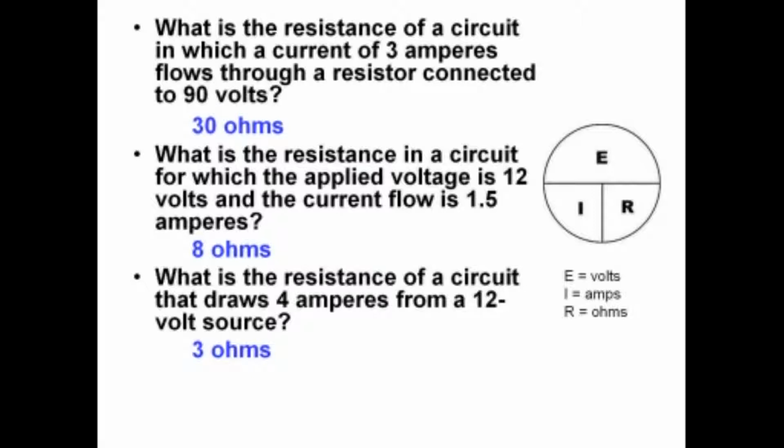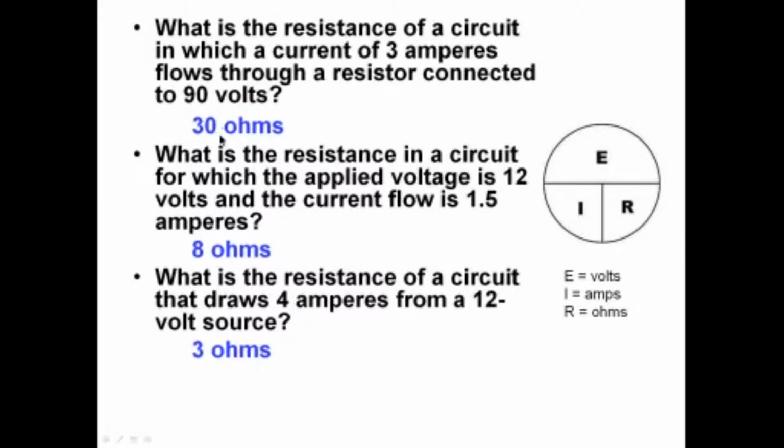Okay, and now we get to some other problems here. What is the resistance of a circuit in which a current of 3 amps flows through a resistor connected to 90 volts? What do we know? We know the volts. We know the amps, don't we? We want to know the resistance, so we're going to cover that up. To find that, we divide the voltage by the current. We have 90 volts, 3 amps. If we divide 90 by 3, we get 30 ohms.